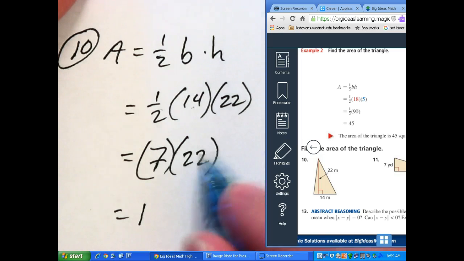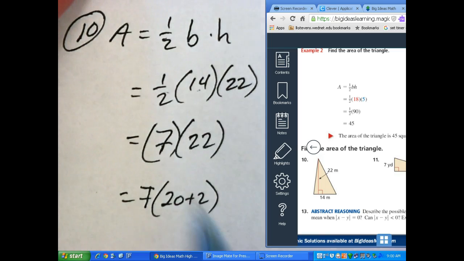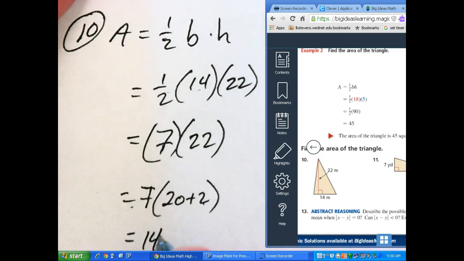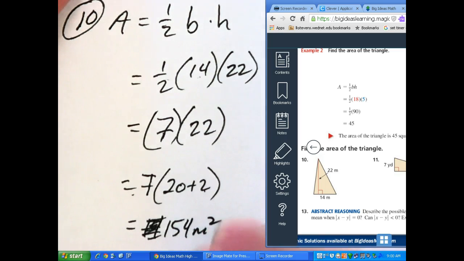Almost. Think of 22 as 20 plus 2. 154. So if you think of it as 7 times 20 plus 2, that's the distributive property, right? So that's 140 and 14, so 154. And you should use a pencil. You'll hear that a lot from me this year. And we'll call that square meters. Remember, it's an area.